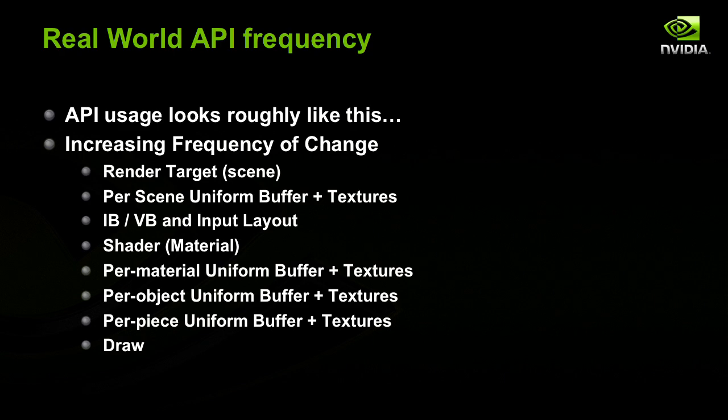Anyways, with an increasing frequency of change, we see that they change render targets very infrequently, about once a scene. That's great. We like that. And then they have some per-scene uniform buffer and textures, and then they change their vertex stuff. That's great. Oh, we're doing good. And then I've changed my material, and then I have this stuff at the bottom where I'm basically frequently changing uniform buffer contents or the binding and textures for each material, for each object, for each piece. And then I draw with that.